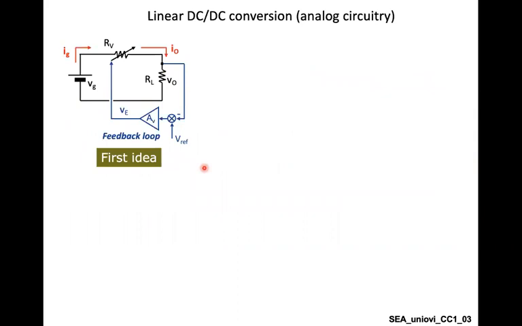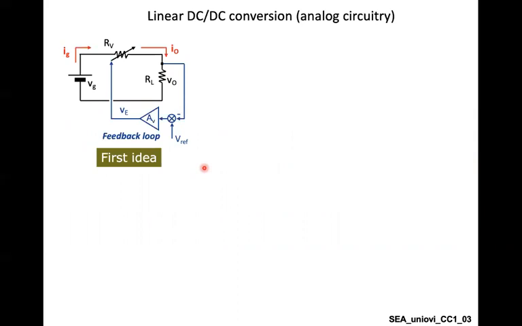Let's start with the basic principle. A DC-DC converter is a stage for converting a DC voltage into a DC voltage. So your input is a DC and your output is still DC. The idea is only to change the level of the voltage and the current of your circuit.